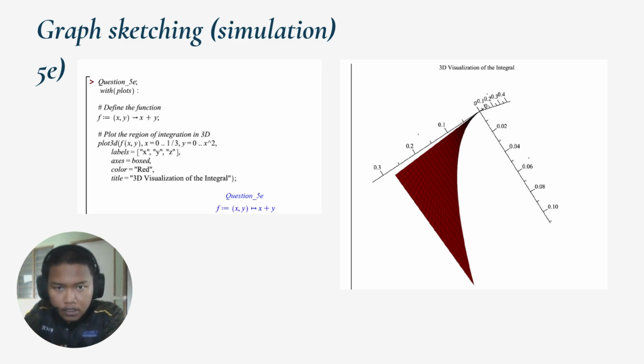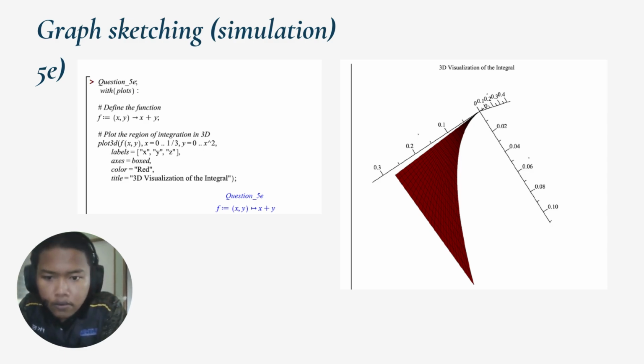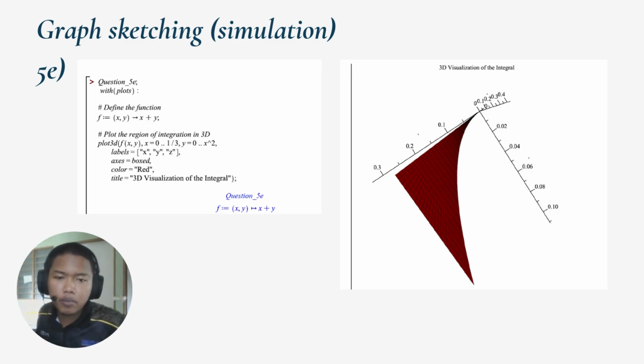So this is the graph sketching for simulation. For the simulation, I'm using the Maple software. So for question 5e, first we must define the function, which is f of x and y is x plus y. And second, plot the graph. So this is the code that I insert, and this is the graph. As we can see, I get the same as the manual sketching.